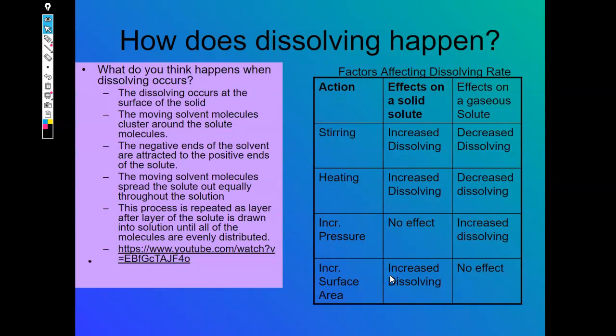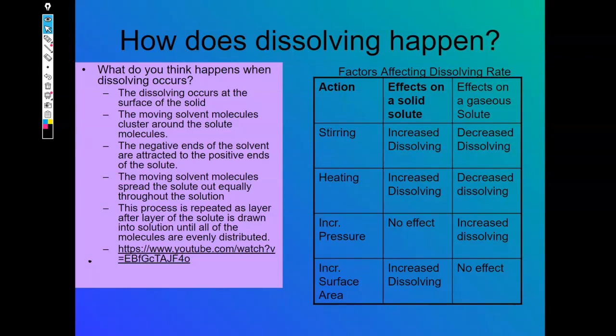So how does dissolving happen? You will want to make sure you have the table drawn into your notes for this. So dissolving occurs at the surface of a solid. So if we have a solid and we're placing it into the water, it dissolves at the surface, from the surface of the solid inward.